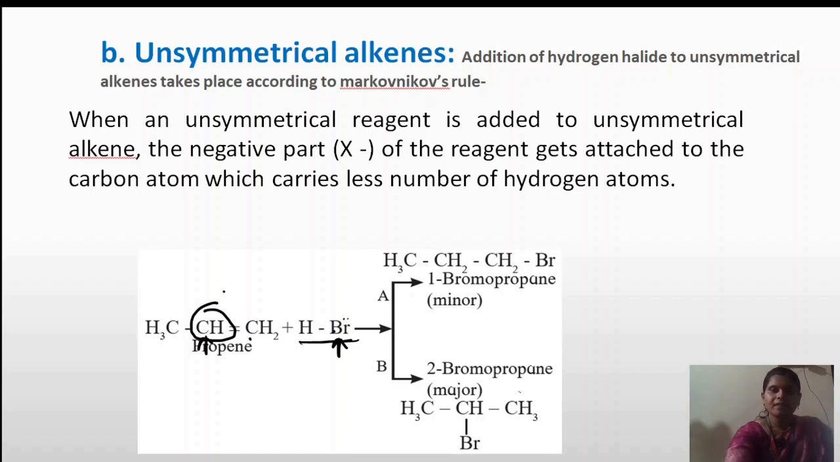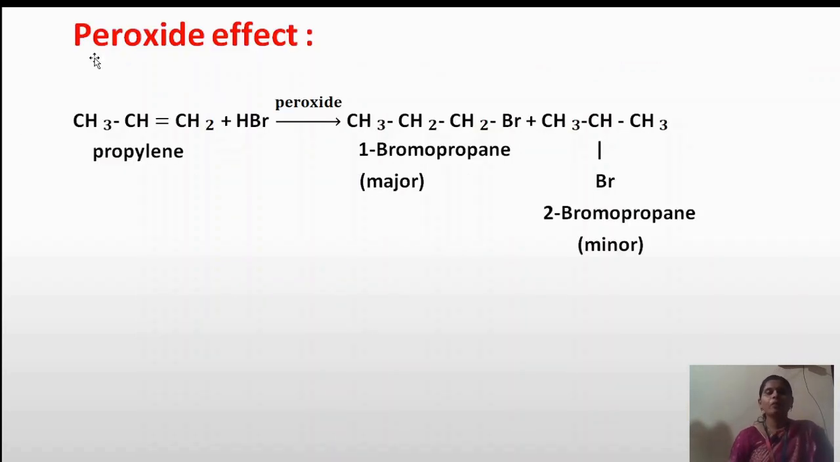Now we will see the peroxide effect. Now peroxide effect is only observed in the case of unsymmetrical alkene. When we react unsymmetrical alkene with hydrogen bromide only in presence of peroxide, we will get the product as the negative part gets attached to that carbon which carries more number of hydrogen atoms. Therefore this addition takes place exactly opposite to the Markovnikov rule.